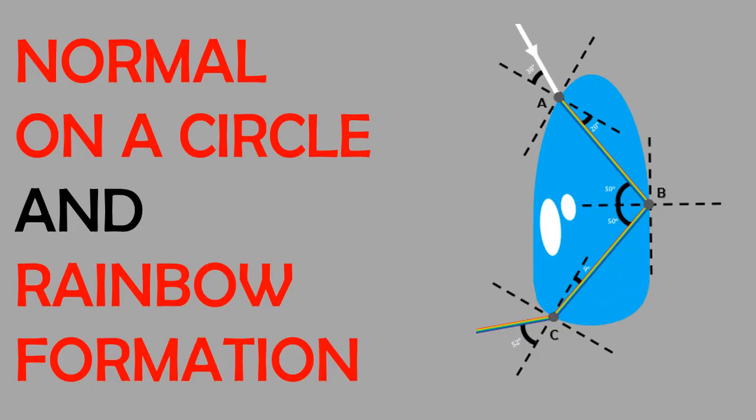In this video, the method to draw a normal on any point of a circular shape, and the formation of rainbow will be explained in a beautiful animated way. The explanation will be very basic, to the level of secondary school students.